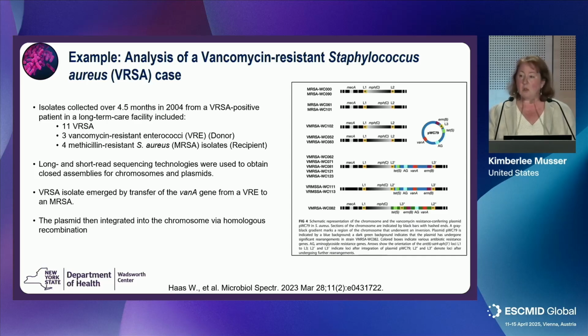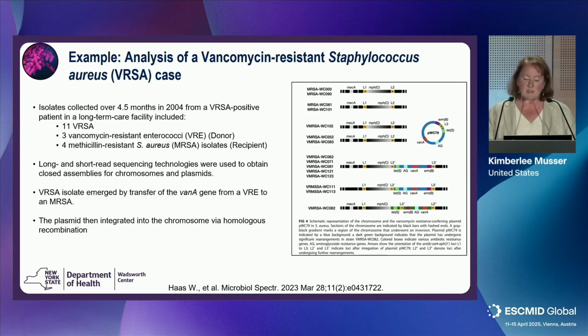And we used long and short read analysis to better understand what was happening in this person who had multiple indwelling catheters over time, just so we could try to understand this for the future and future investigations. And so the VRSA isolate, as you would guess by looking at these strains, emerged from the transfer of the vanA gene from the VRE to a MRSA strain, but also to an MSSA strain.